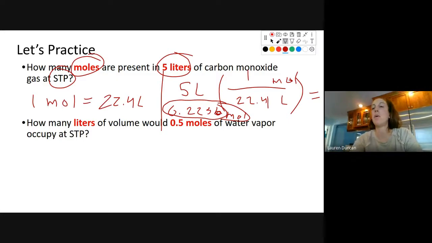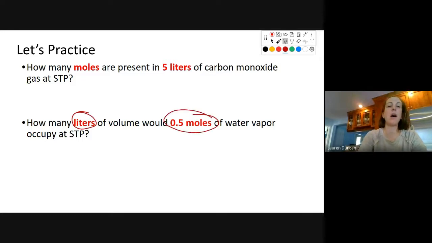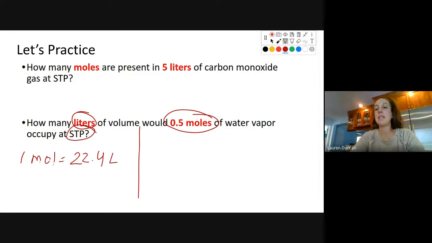Okay, so it's basically what we just did in the notes, but in the opposite direction. So let's do one more, and then you're going to try that practice formative. All right, so this time I want to know how many liters of volume 0.5 moles of water vapor would occupy at standard temperature and pressure. Again, as soon as I see the gas is at STP, I know I can use the relationship that 1 mole of any gas at STP occupies 22.4 liters of space. In this case, if you see that you just need to multiply 0.5 moles times 22.4, go for it.